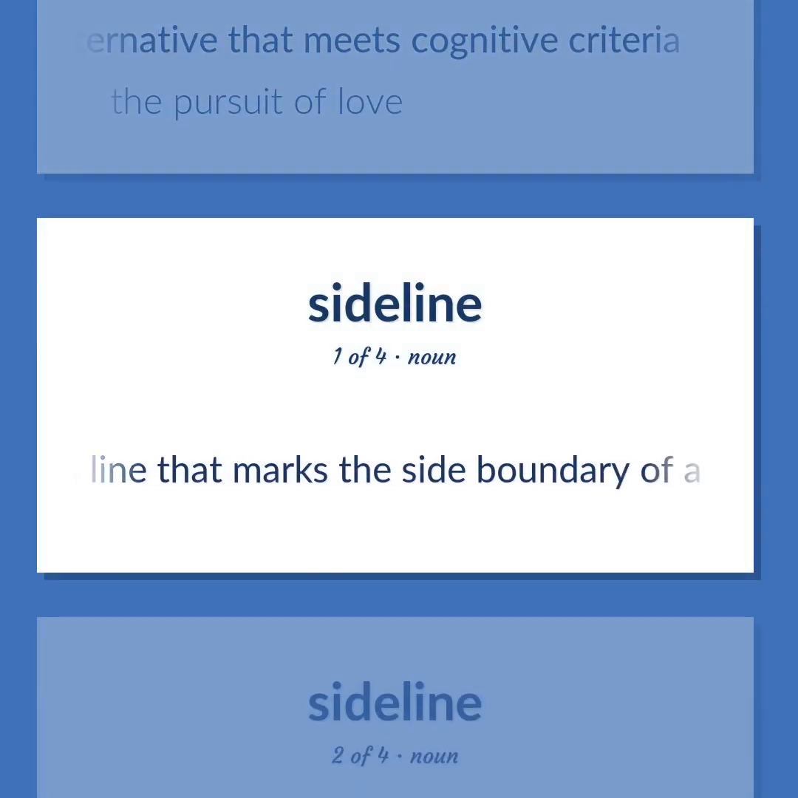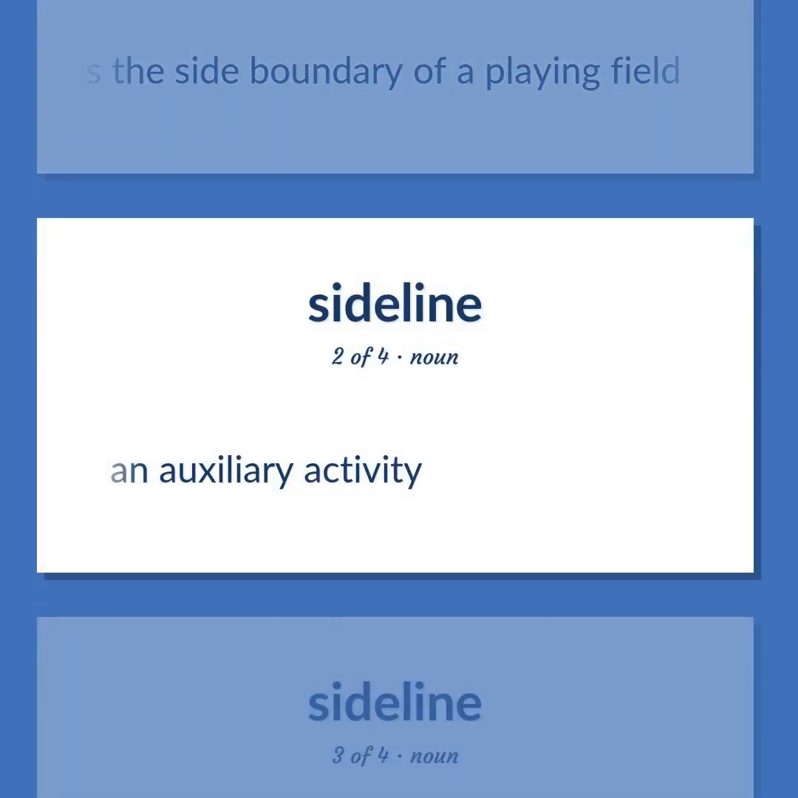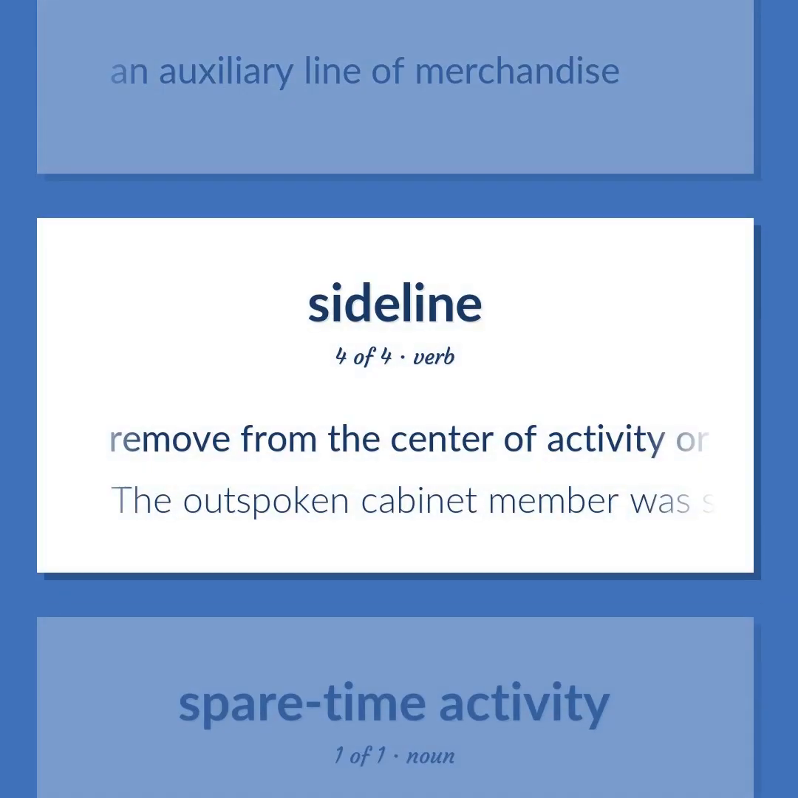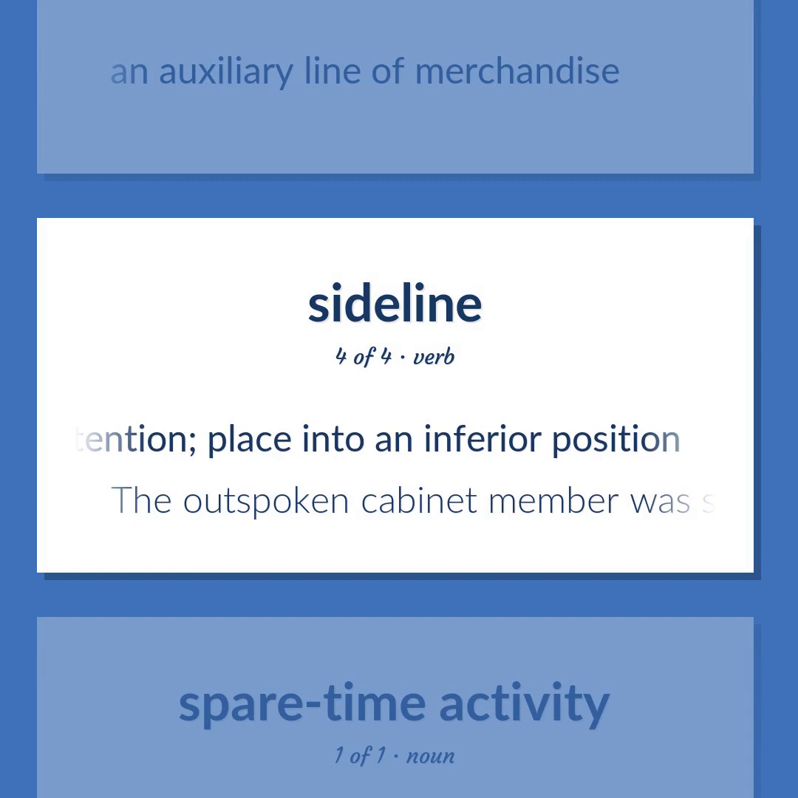A line that marks the side boundary of a playing field. An auxiliary activity. An auxiliary line of merchandise. Remove from the center of activity or attention. Place into an inferior position. The outspoken cabinet member was sidelined by the president.